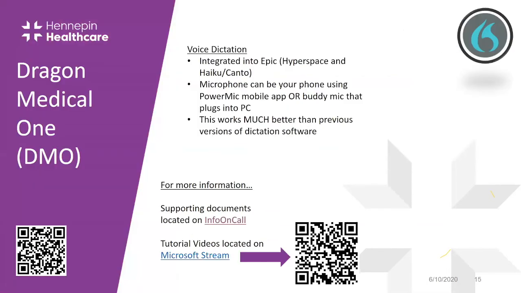The other key thing is photographs. If you have a rash, ulcer or something, you have to go through Haiku to upload it directly to the patient chart.